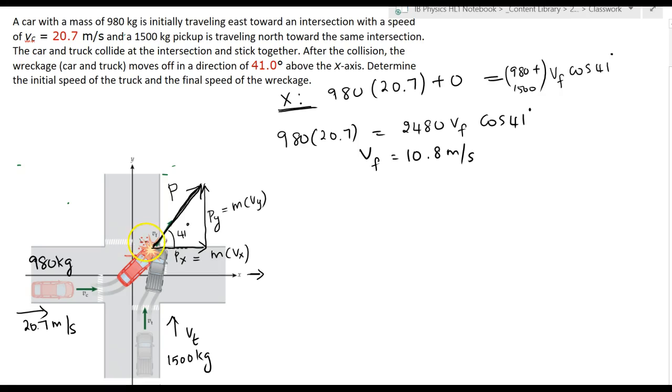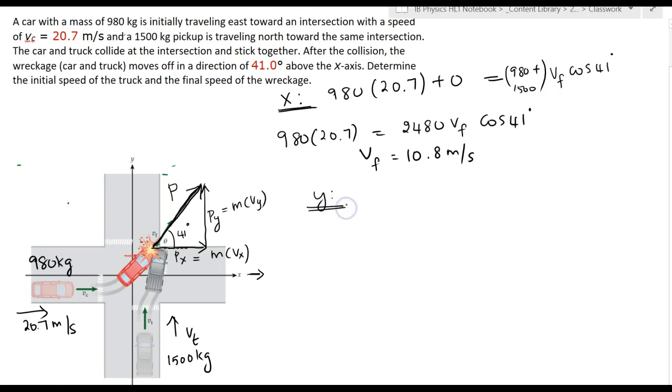That is the velocity of the combined wreckage after the collision. But we still want to know what is the velocity of the truck. And so that means we need to look at the y direction.